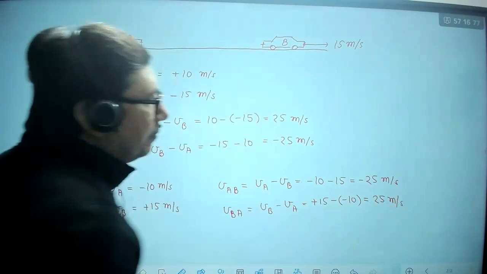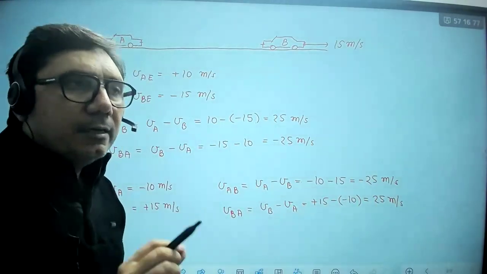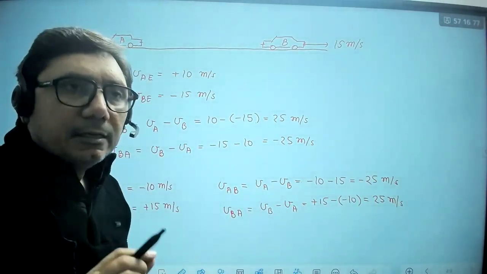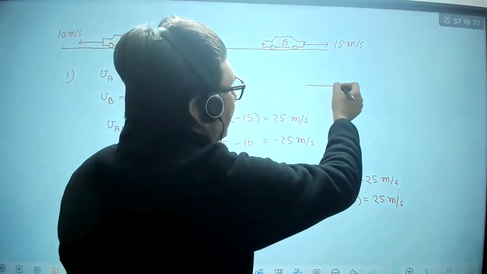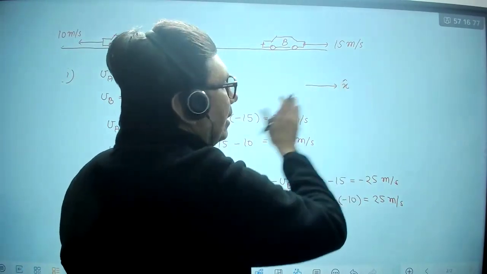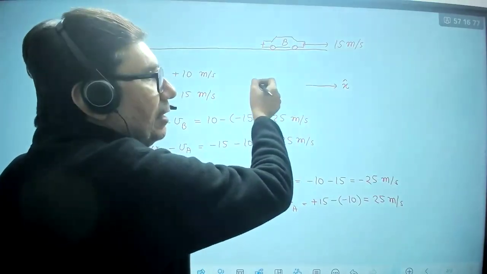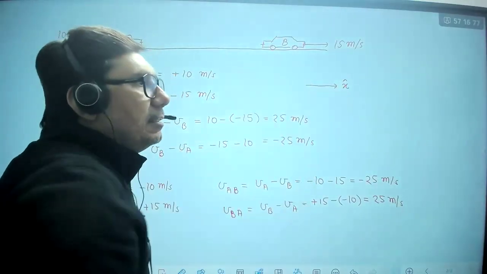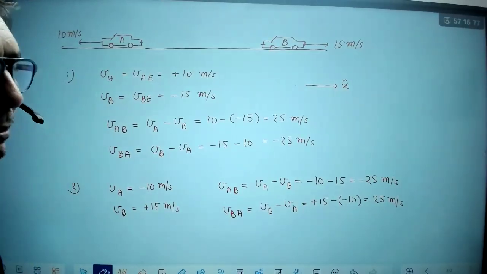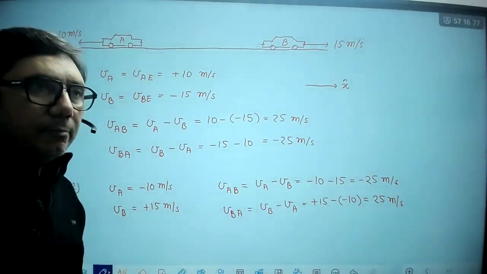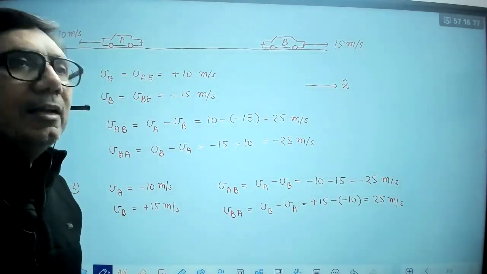So basically, with the help of this formula VAB and VBA, you can handle any problem related to relative motion in 1D cases. In 1D cases, you will assume this direction as plus x cap direction. So velocities in plus x cap direction will be positive, and in this direction, minus x cap, velocities will be with negative sign. After that, apply these formulas. So 1D cases you can handle with the help of these examples or these formulas. Only the single formula of VAB is required to solve any question.